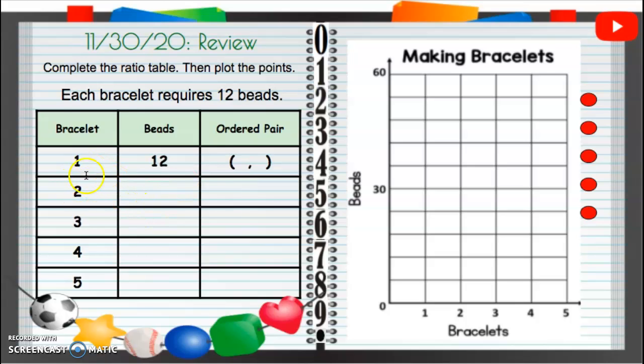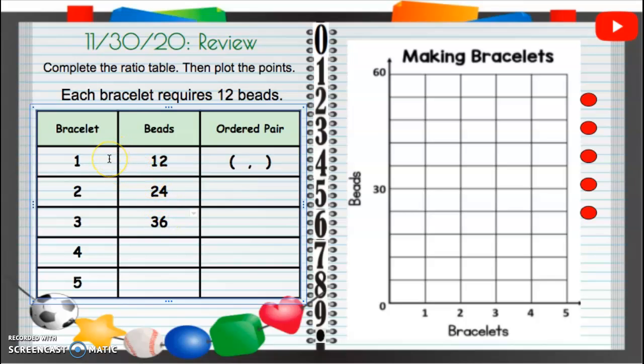All right, so let's finish our table here. So if I have 2 bracelets, well, that's going to have another 12 beads, so then total would be 24 beads. So look, we're adding 12 each time. 3 bracelets, well, we need another 12 beads, so then it'd be 36.